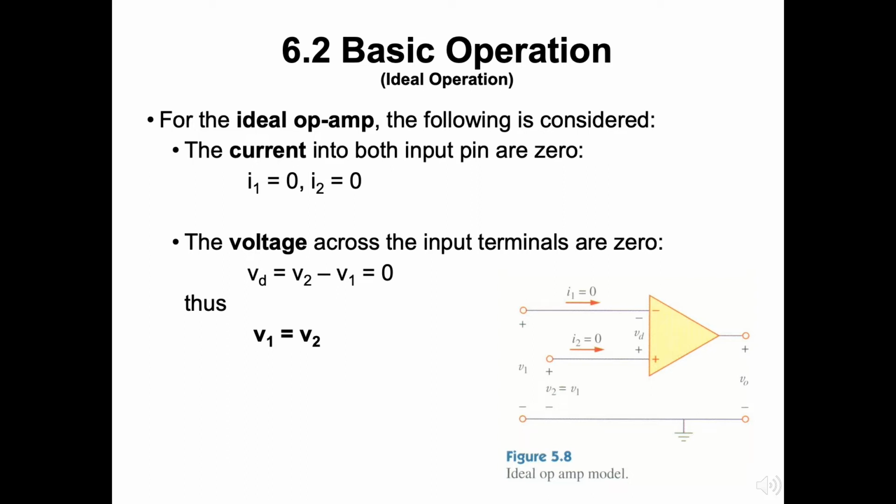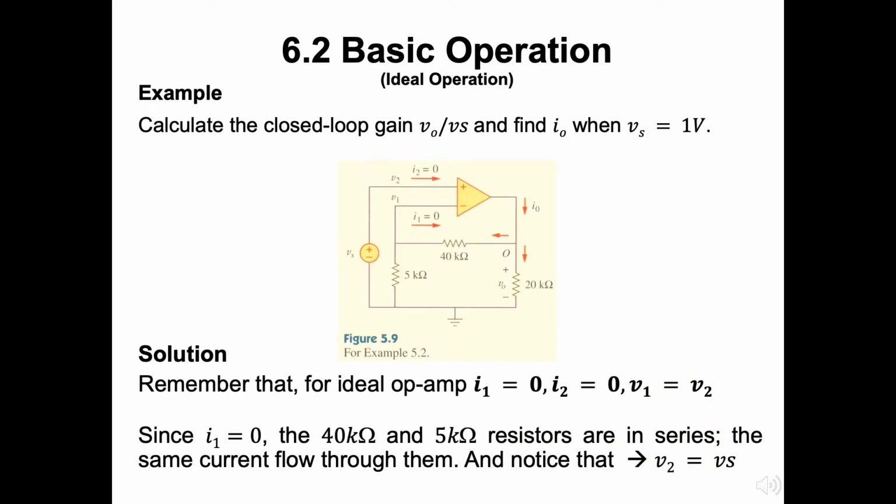From here, as this difference is 0, we know that V1 finally is equal to V2. For this reason, I hope that these two ideas of current and voltage consideration will be understood by all of you. These two will mostly be used later in examples throughout the slides. Now, we will take a look at an example which is related to the ideal operation.